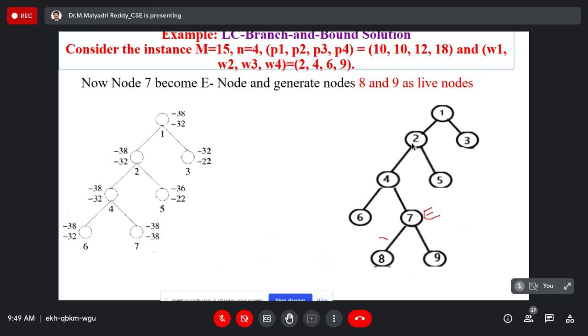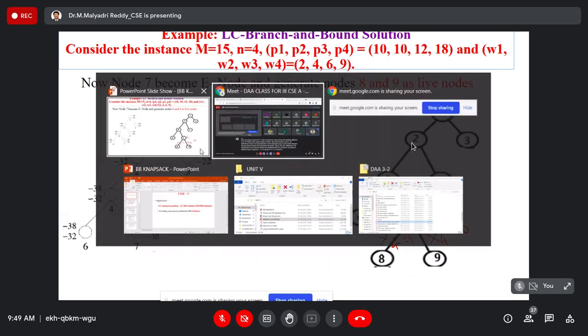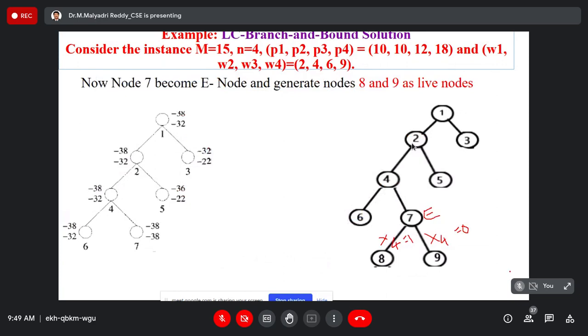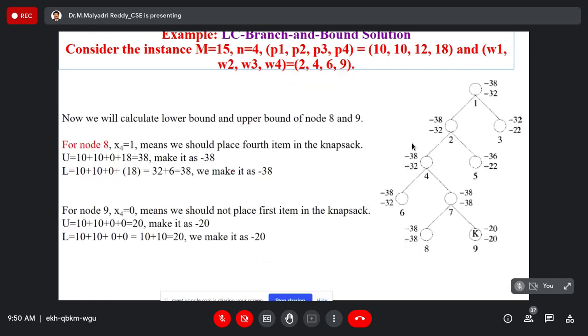8 and 9 with x4 is equal to 1 and x4 is equal to 0. So now two nodes are generated. Next I have to calculate the boundary function for 8 and 9. For this, x1 is equal to 1, x2 is equal to 1, x3 is equal to 0. Next I have to decide whether to include the fourth object or not.